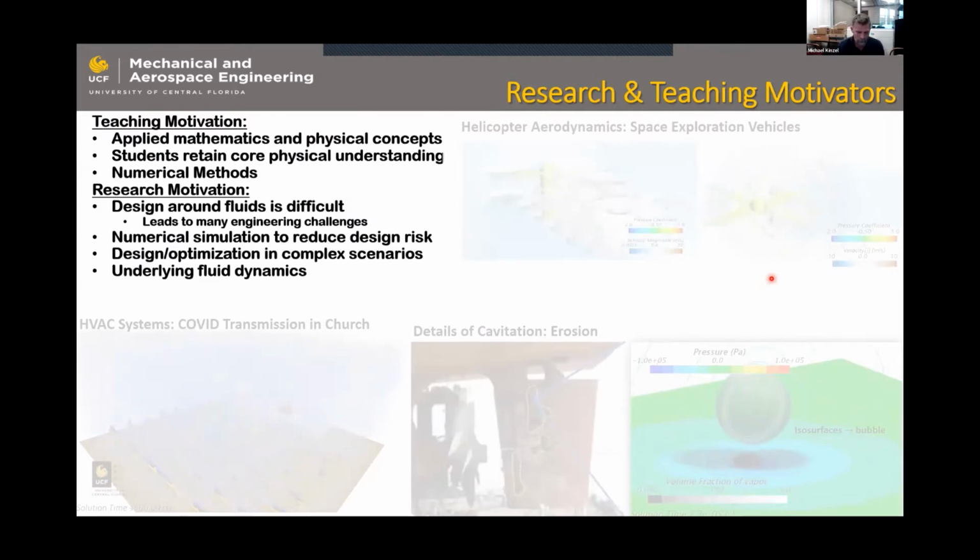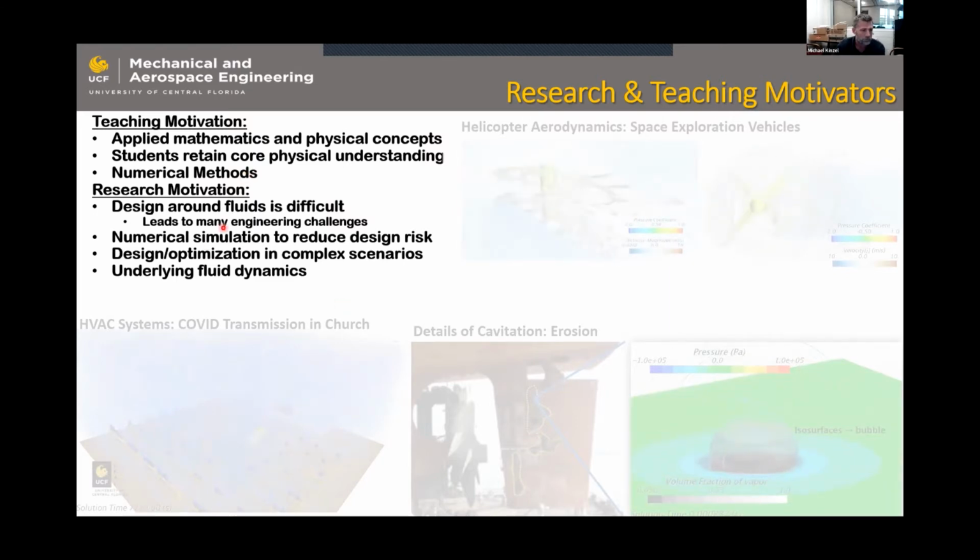In terms of motivators, some of the things that motivate me in teaching are how do you mix complicated mathematics with tying it to key physical concepts. I really strive to get students to learn core physical understandings so that they can understand and keep this information well beyond school. And I also try to encourage students to learn numerical methods. Sometimes that could be a challenge, but that's what I aim for.